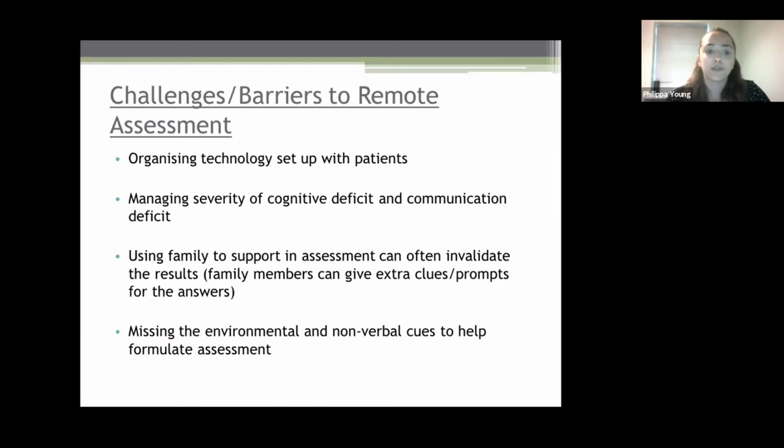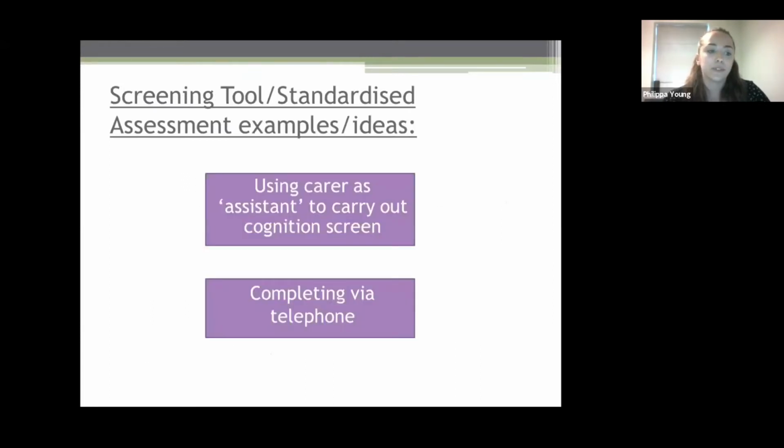So now I'm going to go through some examples of how we've used remote cognitive assessment. Screening tools. For the first example, using the carer as an assistant. I use the term carer quite broadly throughout the examples. It does include family member, care staff, or anyone supporting them.